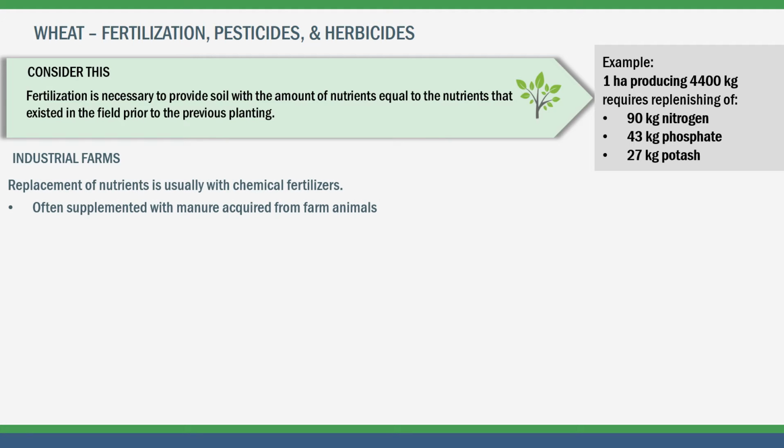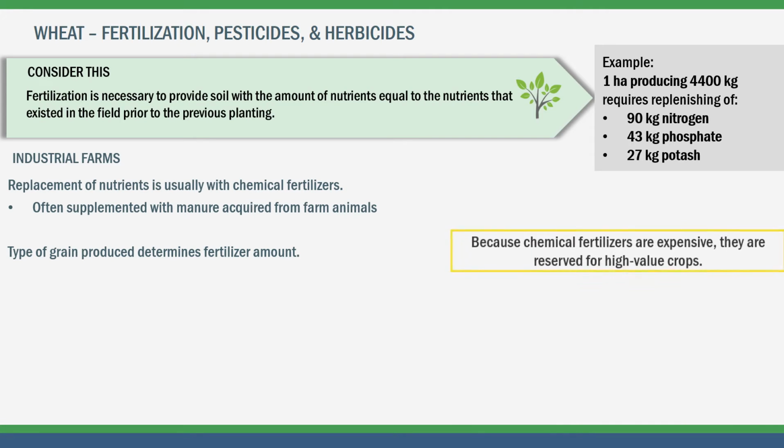For large industrial farms, the replacement of nutrients is usually accomplished with chemical fertilizers. As with the case of corn production, this amount can be reduced if the fertilizer use is supplemented with manure acquired from farm animals. The amount of fertilizer that is required will often depend on the type of grain that is being produced. Chemical fertilizers are often very expensive. This means that they'll usually be reserved for high-value crops like vegetables.